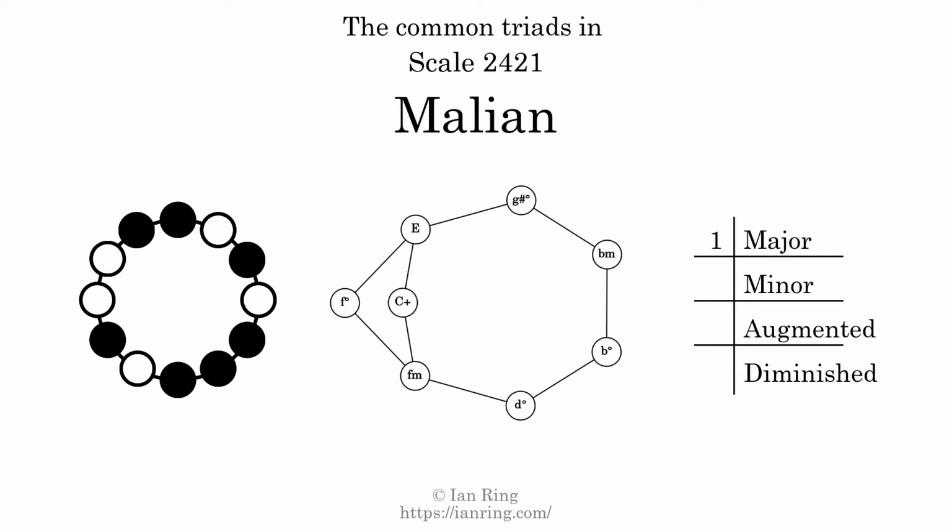There is one major triad. There are 2 minor triads. There is one augmented triad. There are 4 diminished triads. Here is a Hamiltonian path of parsimonious voice leading that uses all the triads.